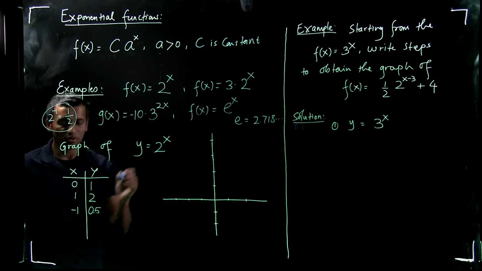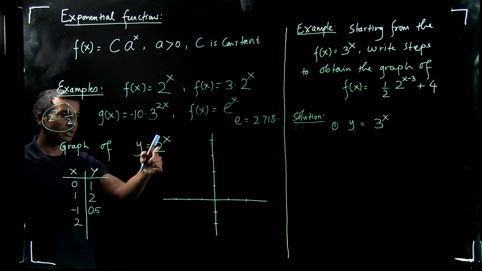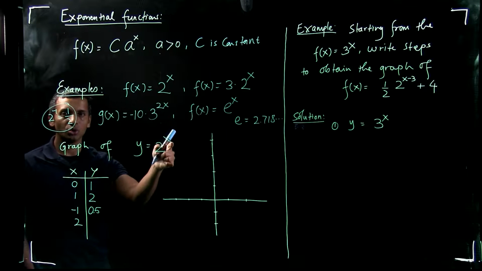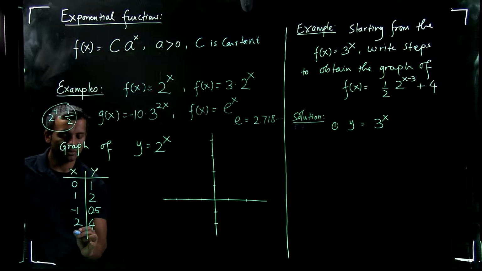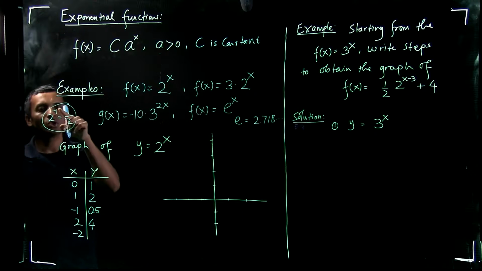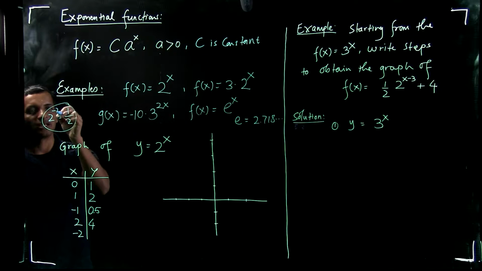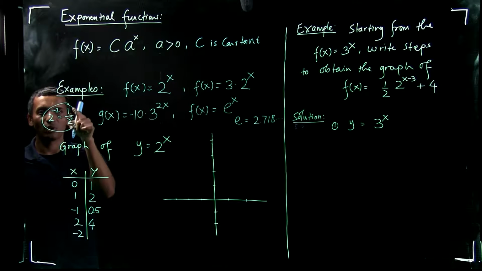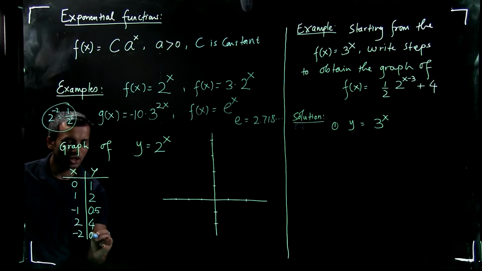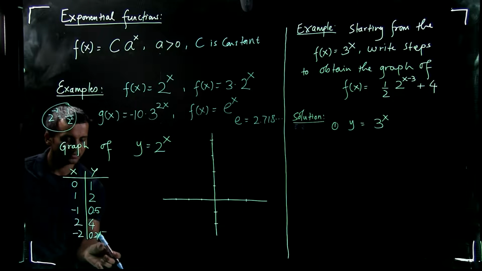If you take x equals 2 though, what do you get? For x equals 2, you will get 2 squared, that is 4. But if you take x equals negative 2, you will get 2 to the negative 2, so that will be 1 over 2 squared, that is 1/4, which means 0.25.